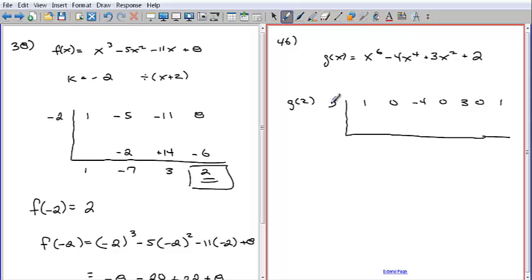So this is going to be 2. So bring 1 down. 2 times 1 is 2. 0 plus 2 is 2. 2 times 2 is positive 4. Negative 4 plus positive 4 is 0. 2 times 0 is 0. 0 plus 0 is 0. 2 times 0 is 0. 3 plus 0 is 3. 2 times 3 is 6.